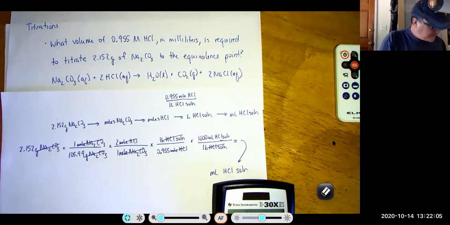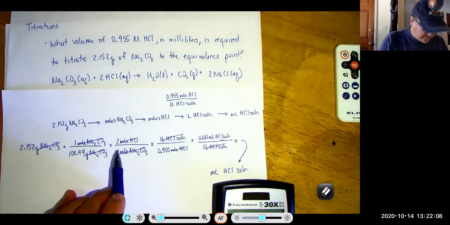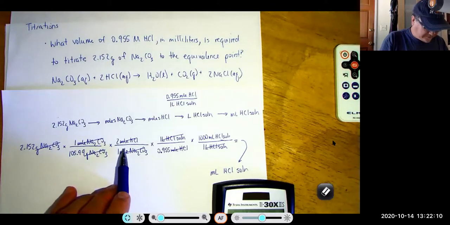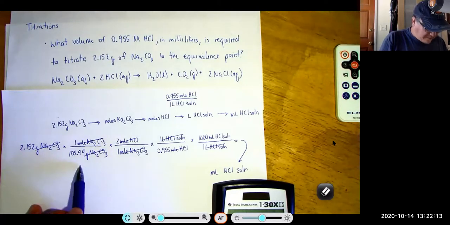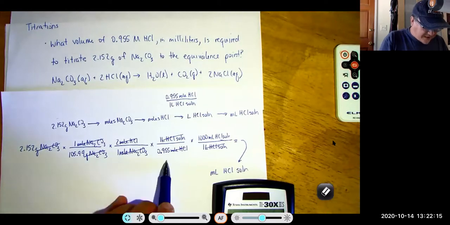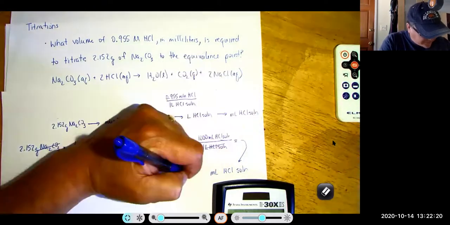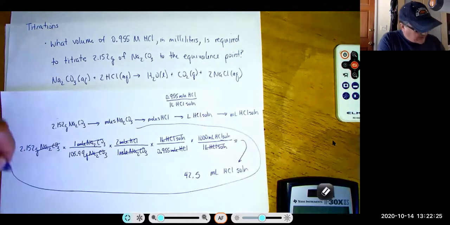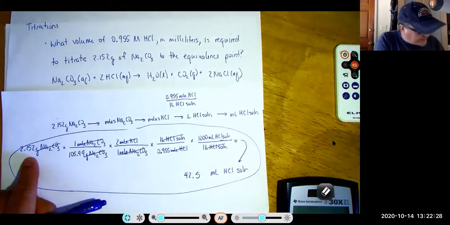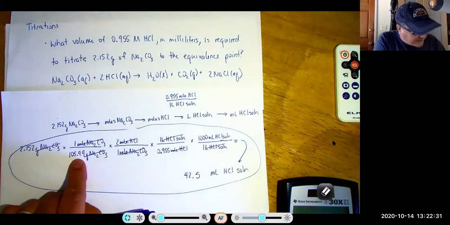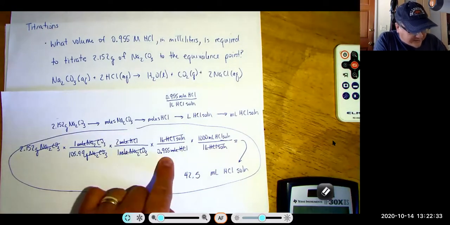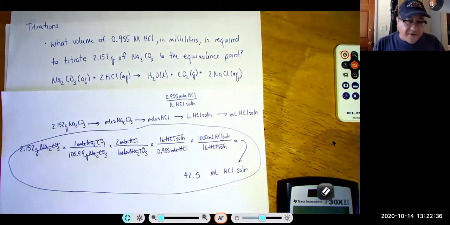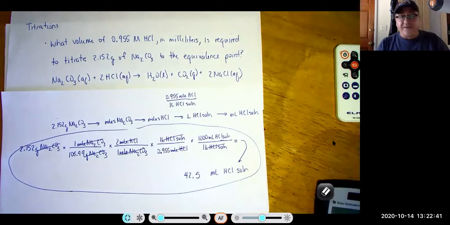2.152 times 2 times 1,000 divided by 105.99 divided by 0.955, and I get 42.5 milliliters of HCl solution. And this has 4 sig figs. This has 5. This is infinite. This is 3. This is infinite. So with a 4, a 5, and a 3, we go with 3 sig figs in our answer. And the answer is 42.5 milliliters of HCl solution.